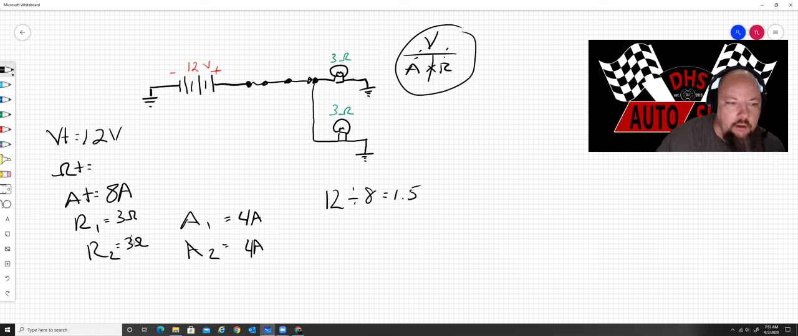So that means that we've got 1.5 amps. Oops. Sorry. 1.5 ohms. Oh man, I almost took that and ran with it, didn't I? 1.5 ohms in the circuit. Okay, so what we're going to go ahead and do is this.